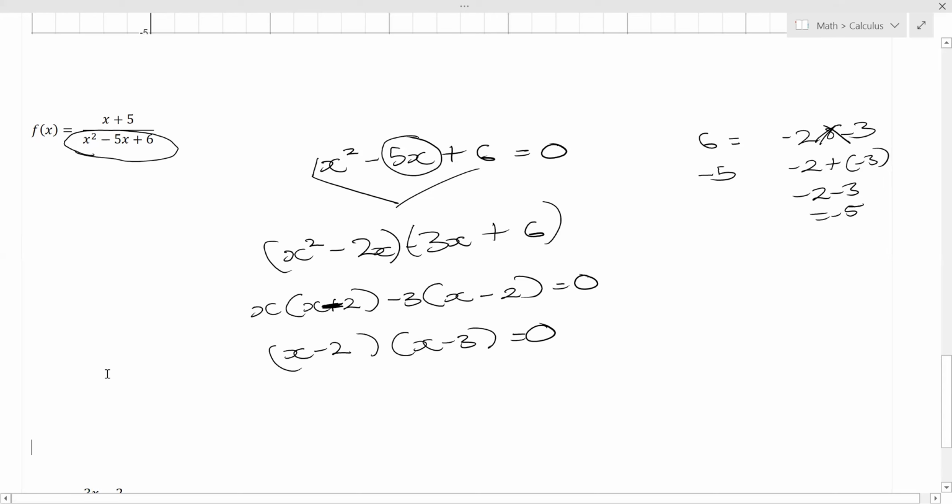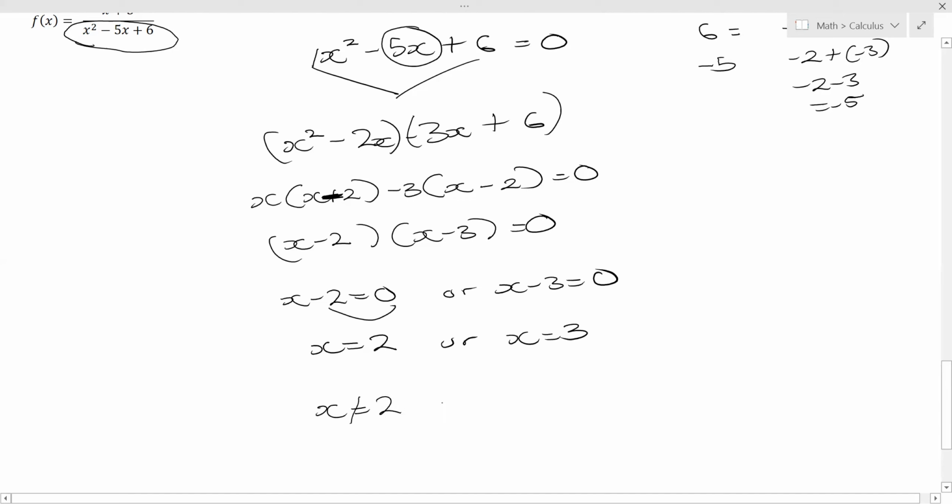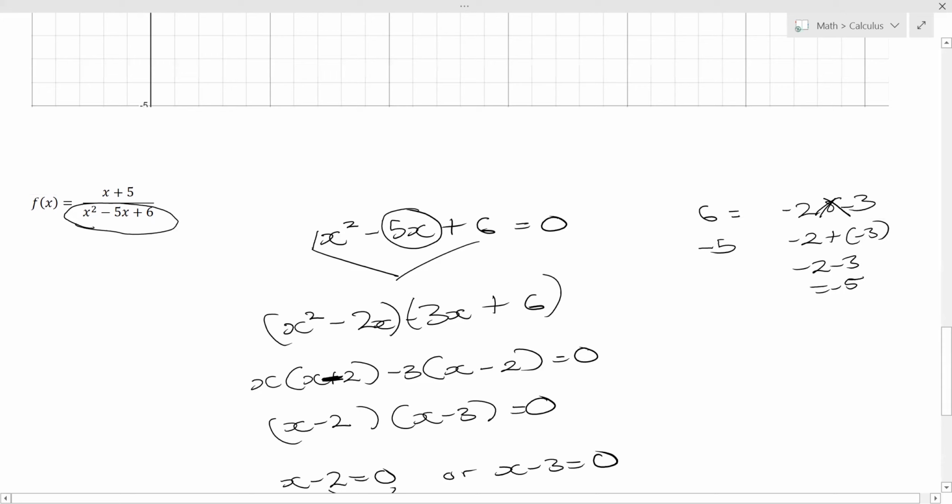Okay, we're not done. For this to be equal to 0, it means that either x minus 2 is equal to 0 or x minus 3 is equal to 0. This becomes x is equal to 2 or x is equal to 3. Now this means that when we were talking about the domain of this function, x cannot be equal to 2 or x cannot be equal to 3. Because if x is equal to 2 or 3, then the denominator is going to be 0 and the function is going to be undefined.